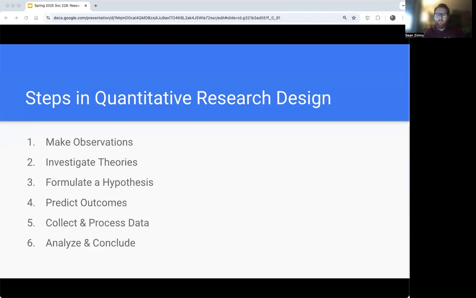Steps in quantitative research design. It's structured around the scientific method. Remember, we talked about the scientific method and what goes into that. And in sociology being a social science, we use the scientific method and we're structured around it.